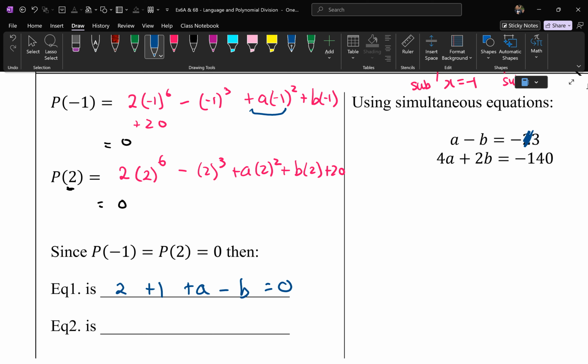Oh, I didn't see the 20. No, so I was right. Keep the 2 there. Sorry, I didn't see the 20. Sorry, I missed out on this 20 here. So I was right. Plus 20 is equal to 0. And that's how I got the first equation over here. Second one, same thing. Actually, we do. What's 2 to the power of 6?